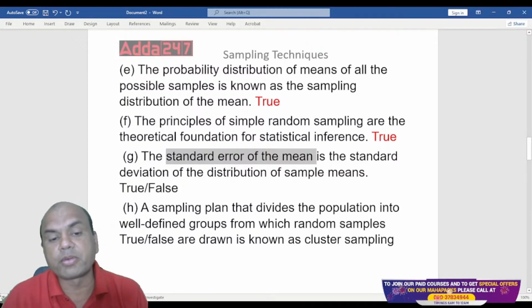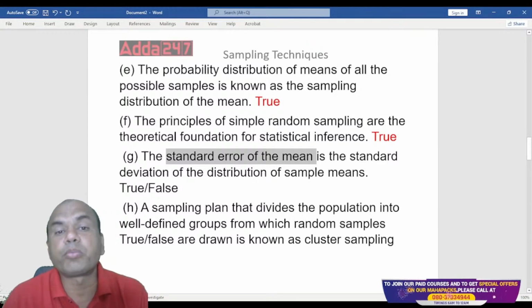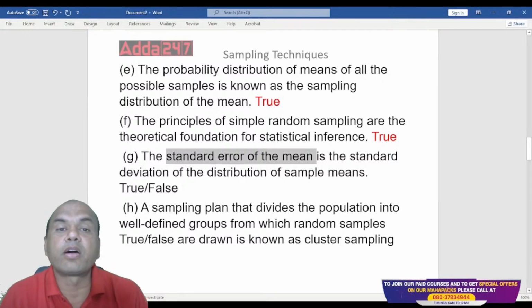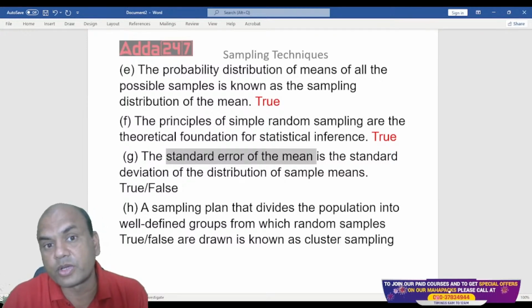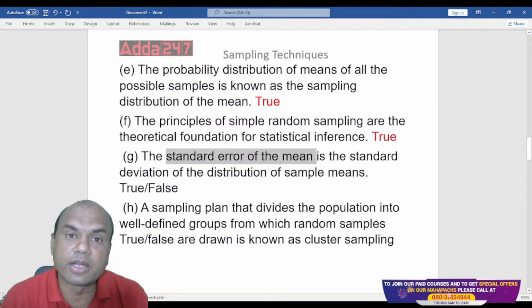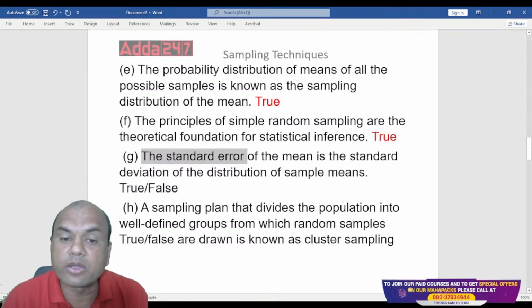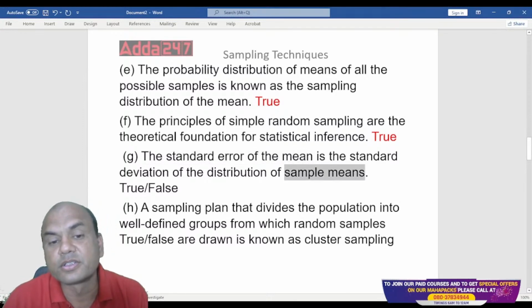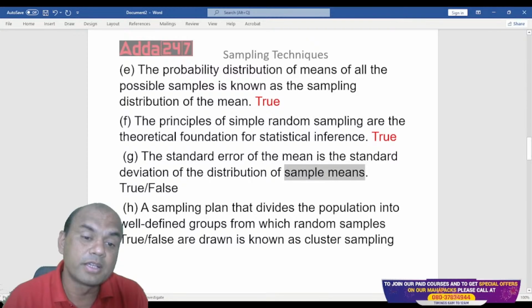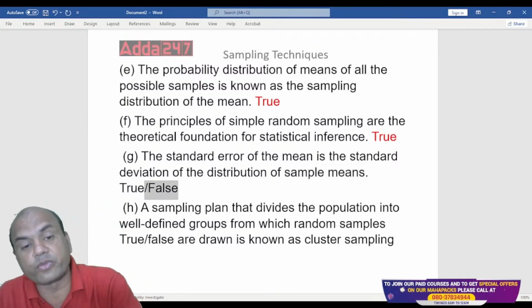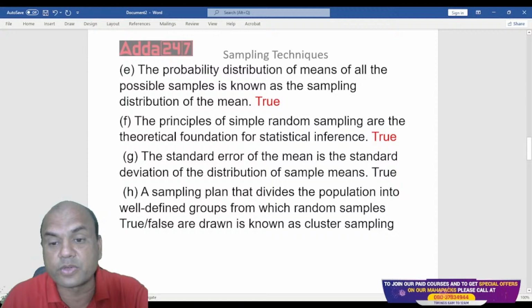Remember one simple logic. For population, we always use the word standard deviation, and for samples, we always use the word standard error. So the standard error of the mean is the standard deviation of the distribution of the sample means. Standard error relates to samples. So this is again true. These are all information points for you. In the exam, you might get such questions. True.